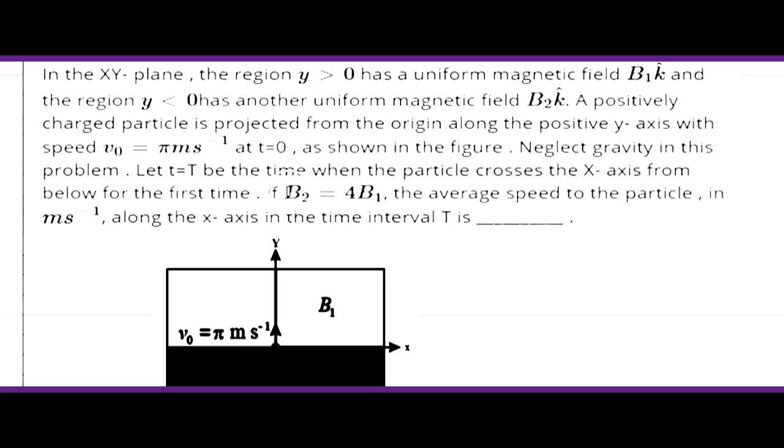If B2 equals to 4 times of B1, this is the condition given to us. The average speed of particle in meter per second along the x-axis in time interval t is. We have to find average speed of the particle along x-axis in time interval t.